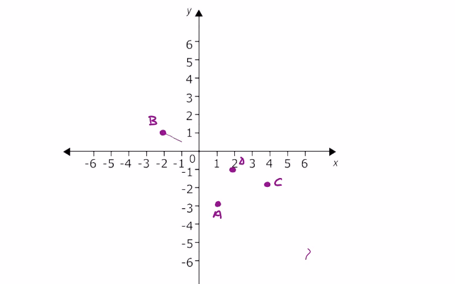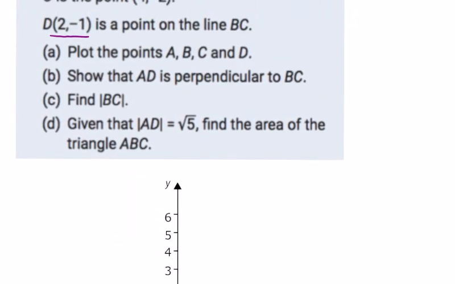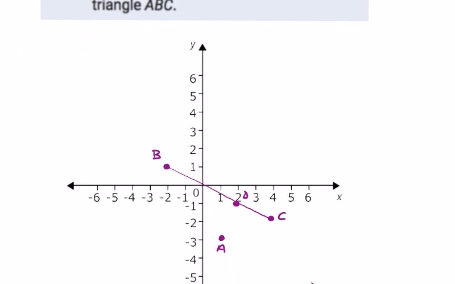So these points are collinear, that's what we call that. We may need to do a triangle. Let's have a look at what they ask us. Show that AD is perpendicular to BC. It's a perpendicular line, and not a triangle, this one here.